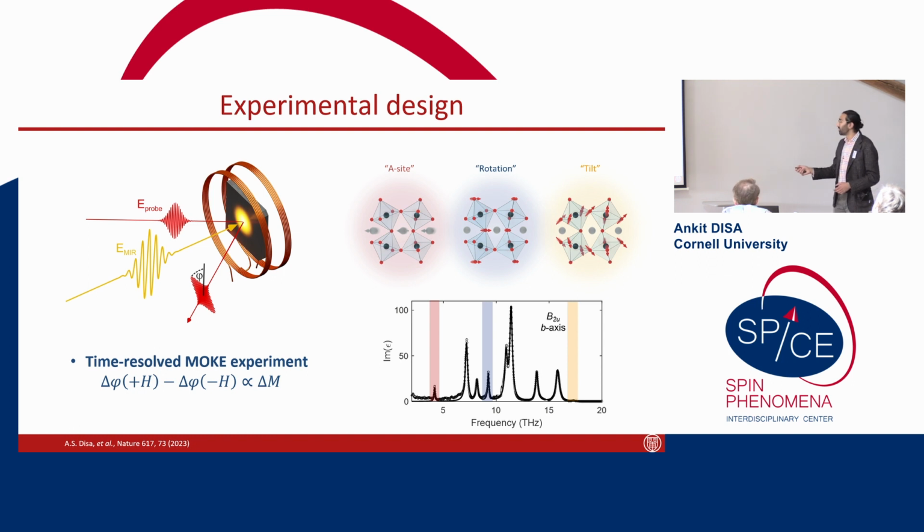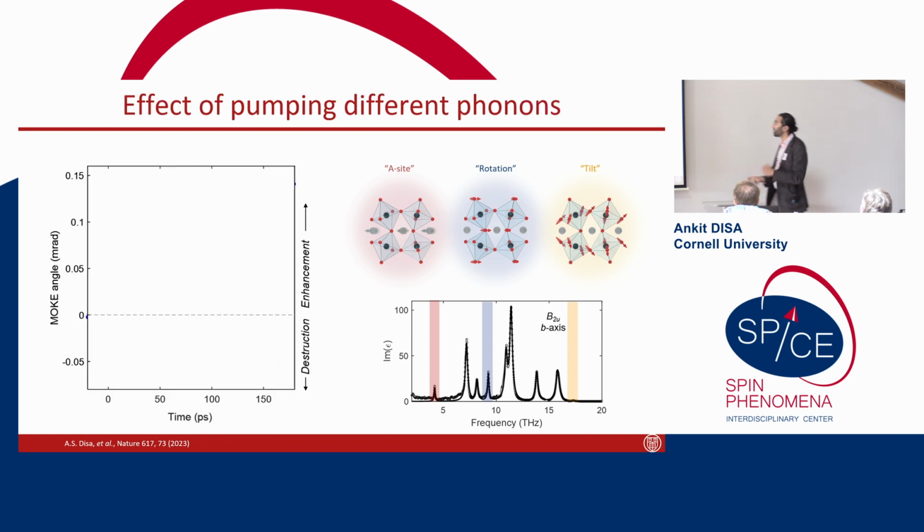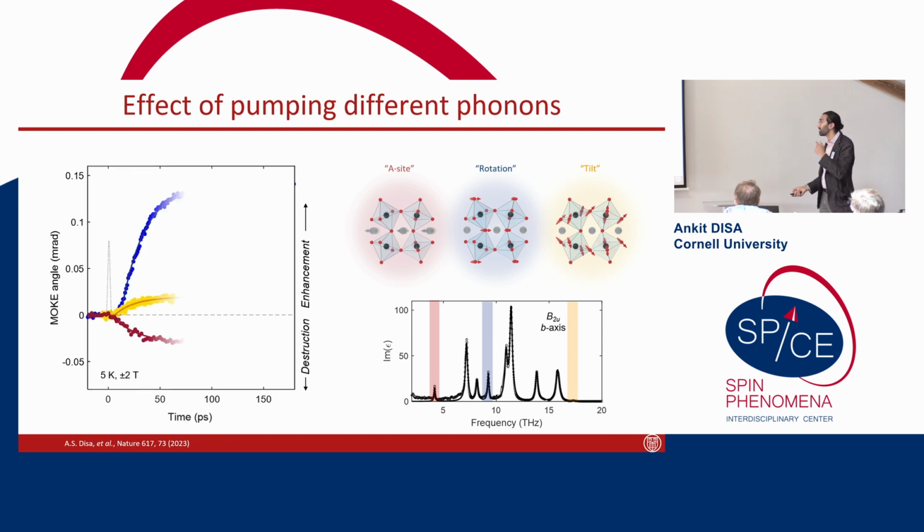And the phonons that we pump are 3 different phonons, which correspond to different types of structural distortions, which in principle should change the orbital state and hence the magnetic state in different ways. Okay, and so we examined what happens to the magnetization after we drive these different phonons. And the experiment is shown here. The important point is that a positive signal here means that we've enhanced magnetization in the system, and a negative signal means we've weakened or destroyed magnetization in the system.